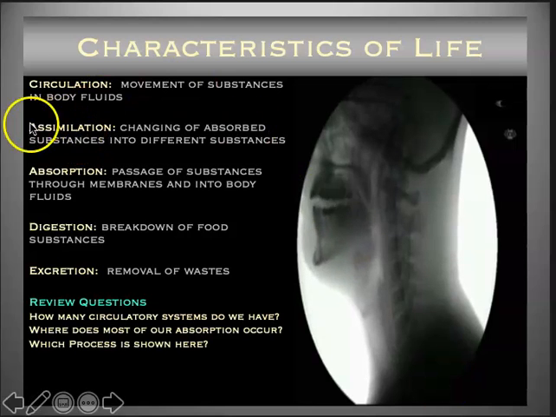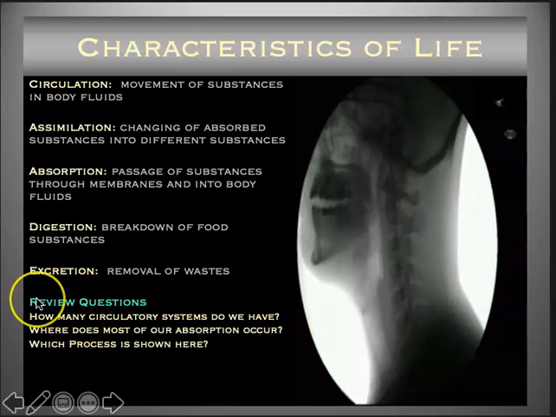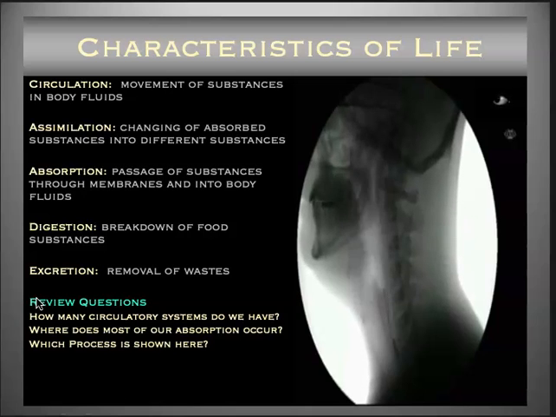Last but not least is assimilation. And assimilation means I've absorbed the stuff, and now I take those amino acids that were previously chicken breasts, and they turn them into, say, muscle, or whatever. I use those proteins, I take them in, and I start to use them for myself. They become part of me.